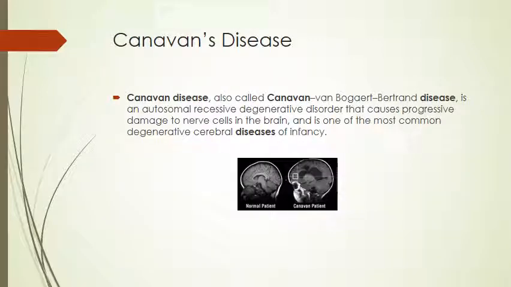I want to talk about Canavan's disease. It's also called Canavan von Bogaert-Bertrand disease. It's an autosomal recessive degenerative disorder that causes progressive damage to nerve cells in the brain and is one of the most common degenerative cerebral diseases of infancy. Below you can see the brain of a normal patient as opposed to a patient that has Canavan's disease, and you can see where the degeneration has occurred in the interior of the brain.